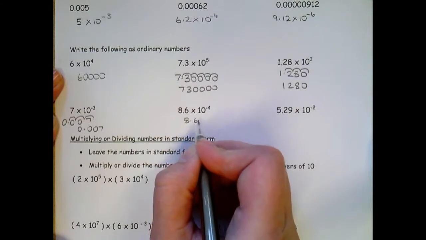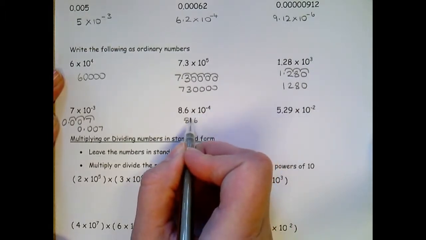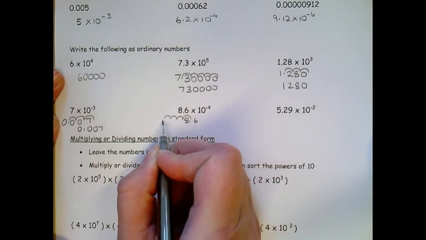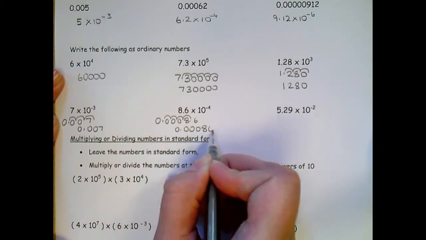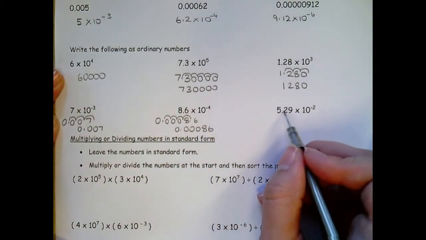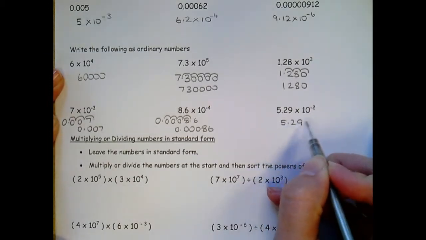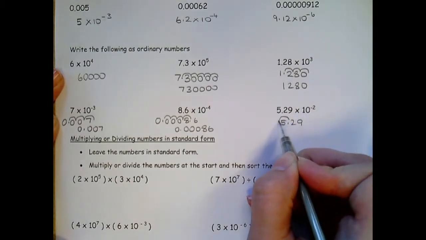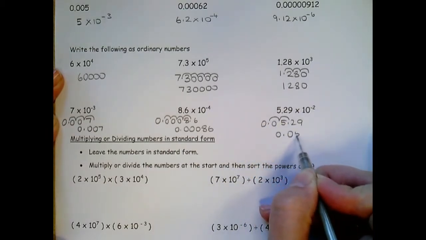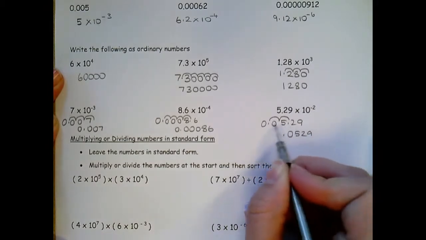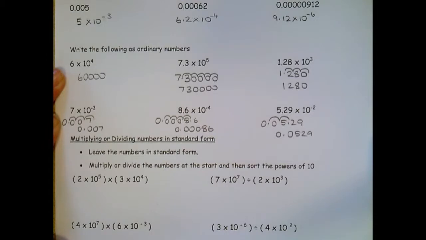Then 8.6 times by 10 to the power of -4 means move the point back 4 places. So 1, 2, 3, 4, it would go there, and you'd have a 0 point, 3 noughts, and then an 8.6. This one, 5.29 times 10 to the power of -2 means 5.29 and divide it by 10 twice. So go back 1, 2, put a point in there, fill in with noughts, 0.0529, and remember you don't have 2 decimal points in there, that decimal point has moved back 2 places, so 0.0529.